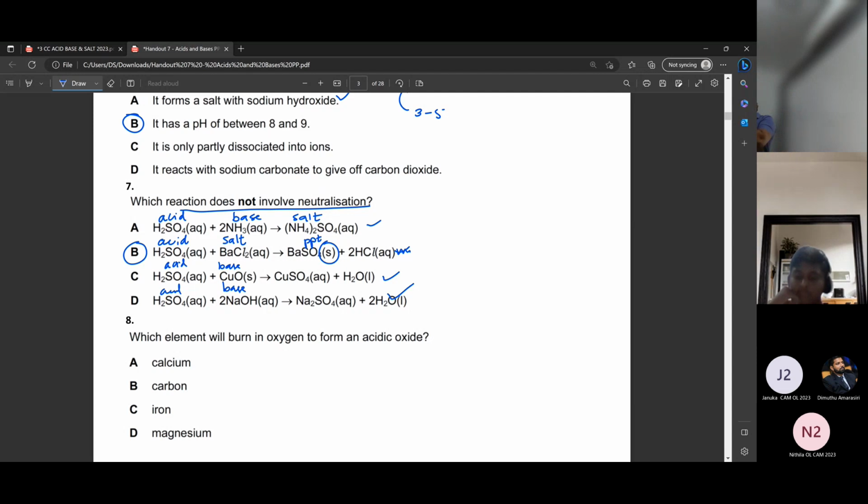Okay. So you know precipitation reaction, you know neutralization reaction, don't you? Now I'm going to give you a reaction. You have to tell me whether it's a neutralization reaction or a precipitation reaction. I'm going to give you a reaction on the board. Write the products of the reaction and tell me whether this is neutralization or precipitation.